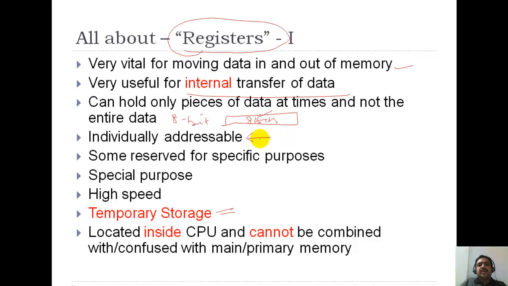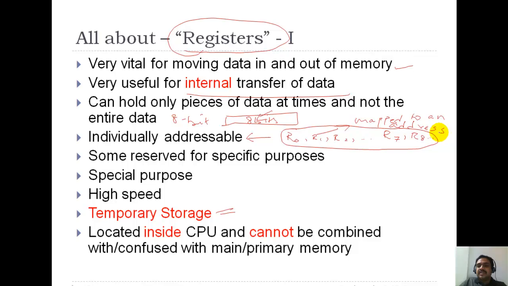These registers are individually addressable. In the sense, all these registers have a pseudo name. For example, while programming in Keil, we saw R0, R1, R2, up to R7 or R8. It doesn't matter whatever number it is. This name is for your identification. But internally, they are all mapped to an address. So every register will have an associated address to it. They are all individually addressable, not necessarily always as a cluster. So registers are individually addressable.